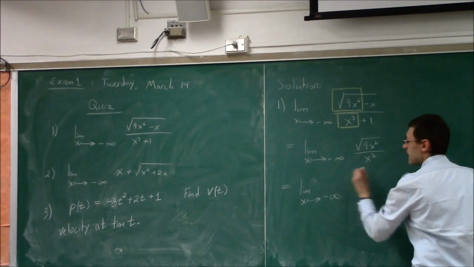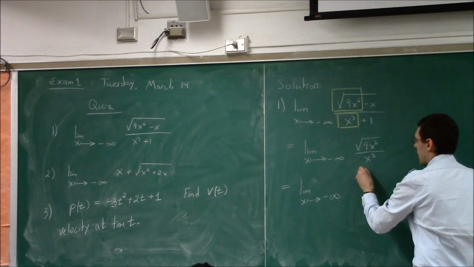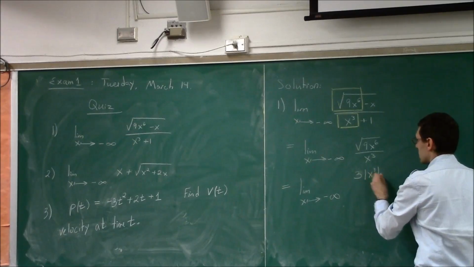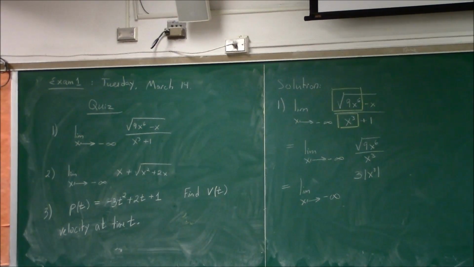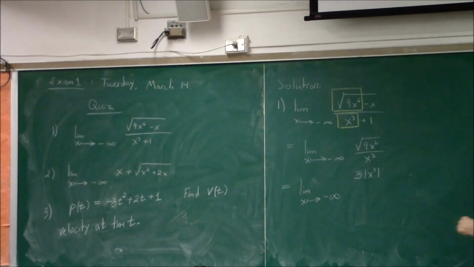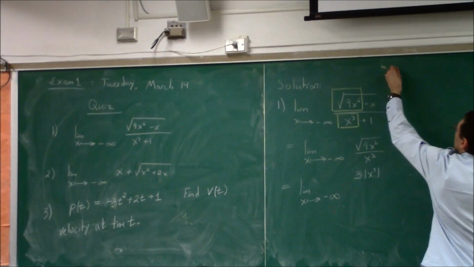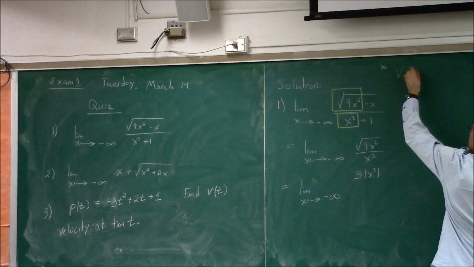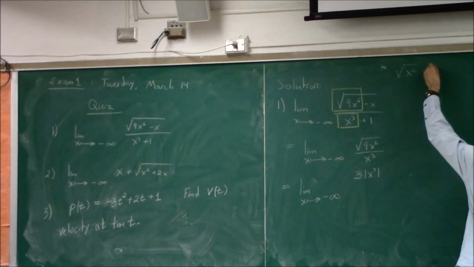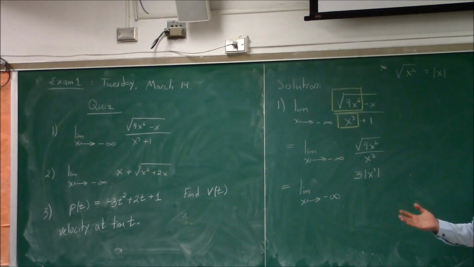3. And then what? And here you fall into a trap. It is 3 absolute value of x cubed. The square root of a number squared is not that number. So remember this. The root of x squared is equal to the absolute value of x, not to x. Think about the root of minus 3 squared. It's not minus 3. It's the absolute value of minus 3.